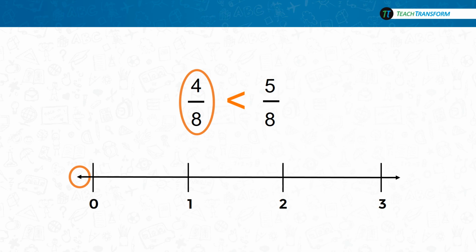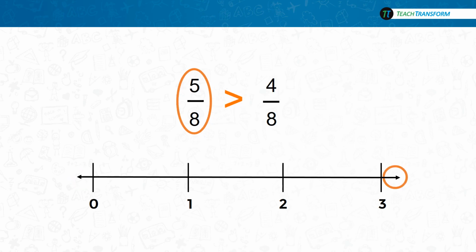Let's apply that idea here. We know that 4/8 is less than 5/8. That means I need to use the less than symbol. Look at the end of the number line next to the small numbers and draw that arrow. Now let's look at this one. 5/8 is greater than 4/8. That means that I need to use the greater than symbol. Look at the end of the number line next to the larger numbers and draw that arrow.